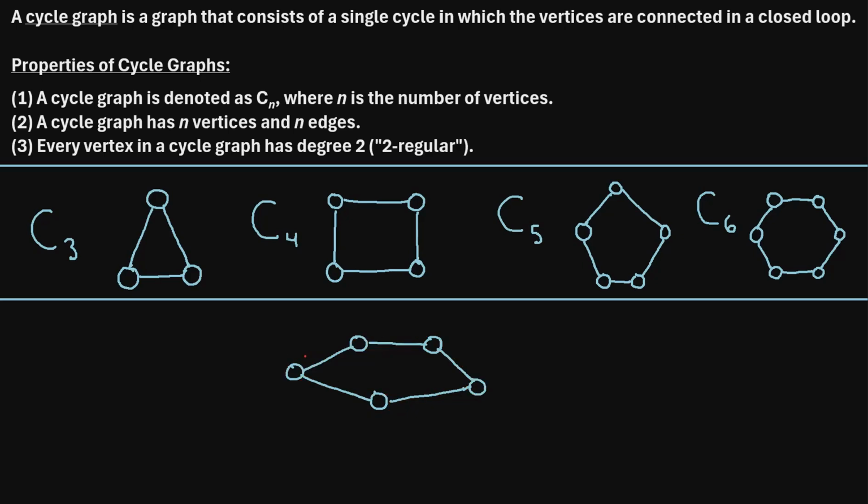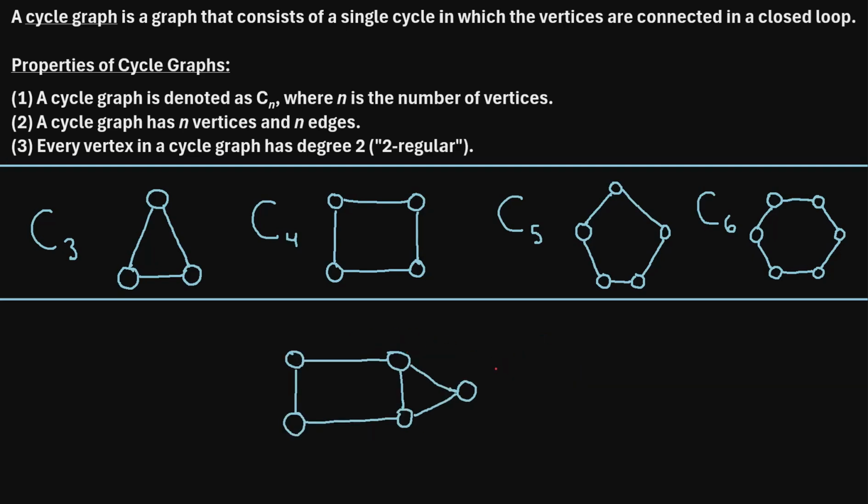We can also verify that each vertex in this graph does have a degree of 2. So if we look at each vertex, we'll notice that there are exactly 2 edges that are touching each vertex. So this graph happens to be a cycle graph, and we would denote it as C5 because there are 5 total vertices in this graph. All right, let's check out one more example.